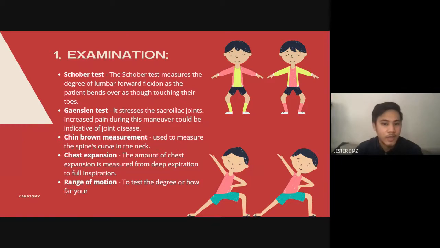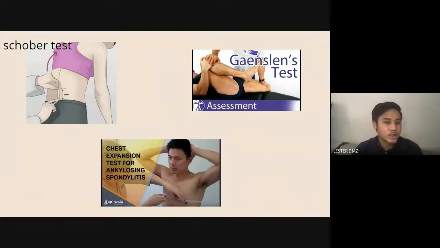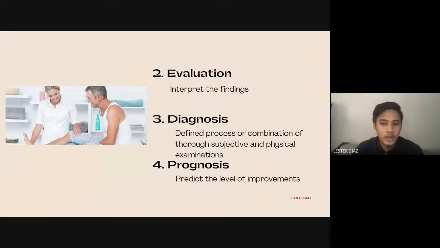So next, we have the evaluation. So here are some pictures of the test. For the evaluation, interpreting the findings will help provide additional information in determining the diagnosis, prognosis, and plan of care for ankylosing spondylitis. The diagnosis of ankylosing spondylitis is commonly made through a defined process combining a thorough subjective and physical examination, laboratory data, and imaging studies. For the prognosis, the outlook for patients with ankylosing spondylitis is very much dependent upon the location and severity of its manifestation, which in this case is the lower back area.